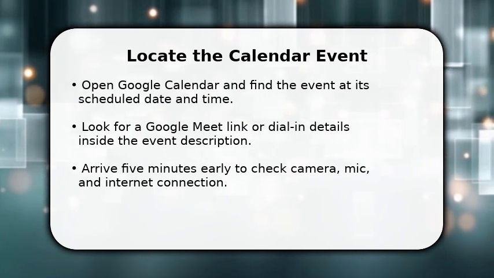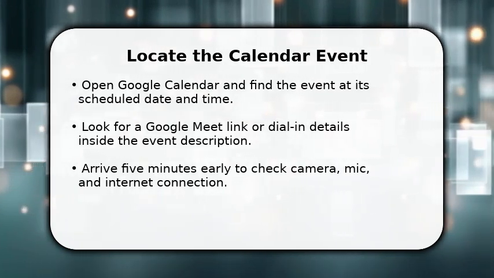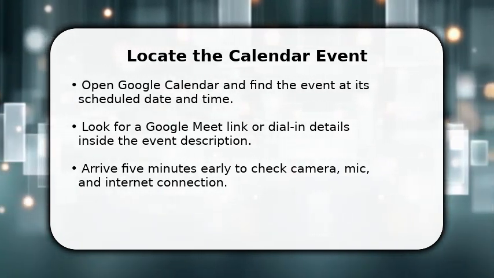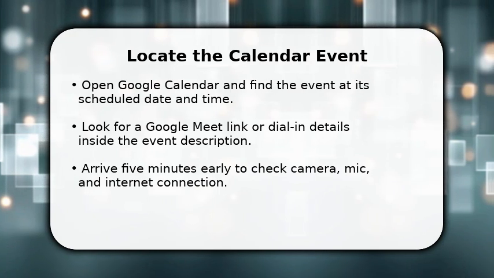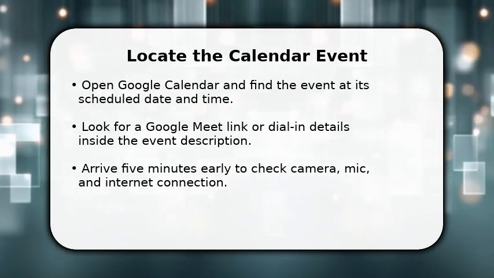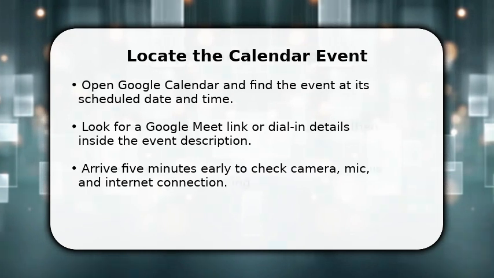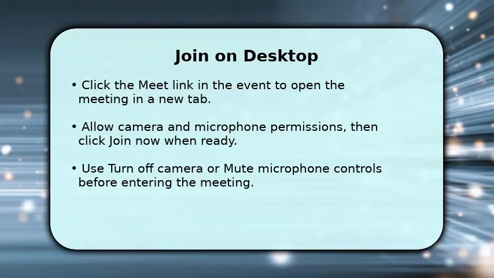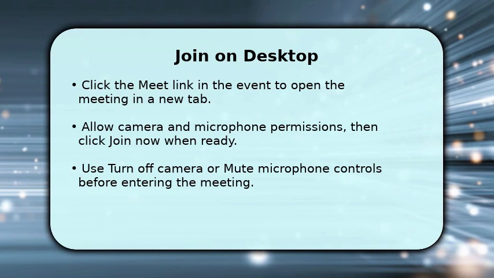If there is no conferencing, contact the organizer to add Meet or provide a link. Arrive 5 minutes early to test camera, microphone, and internet connection before joining. Click the Google Meet link inside the calendar event to open the meeting in a new tab.